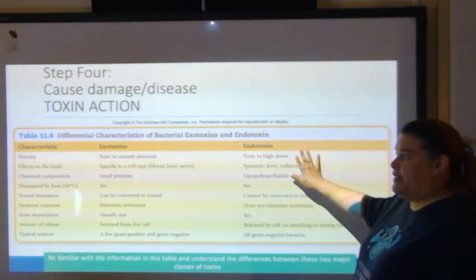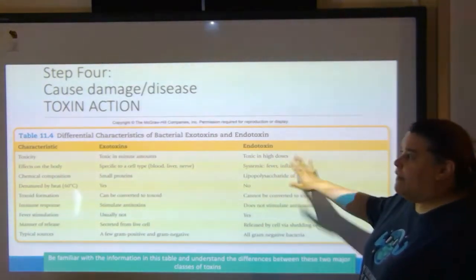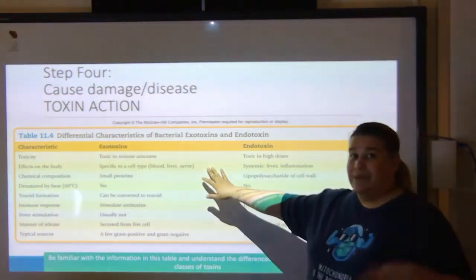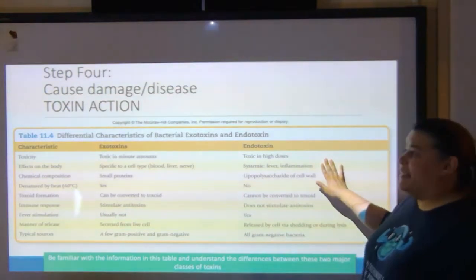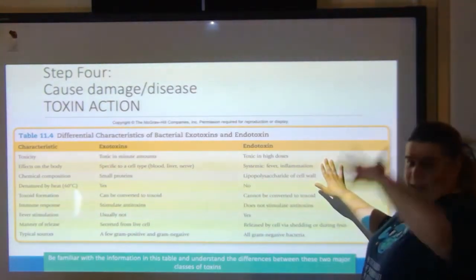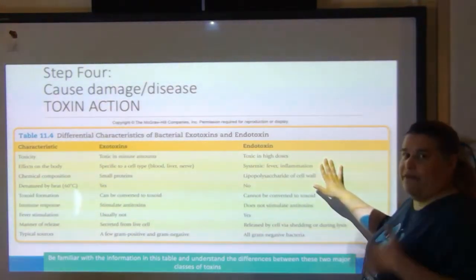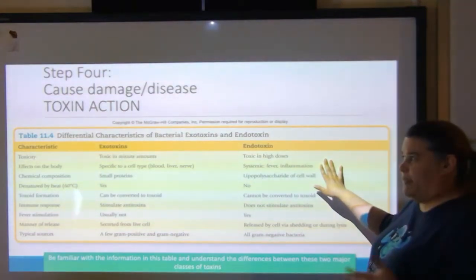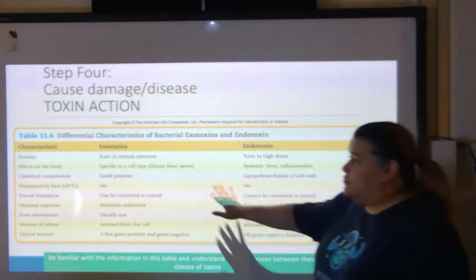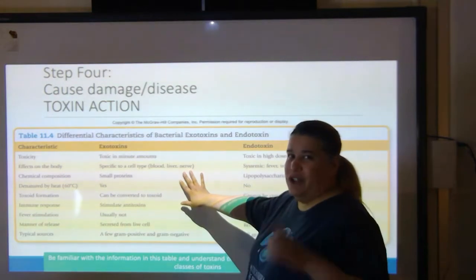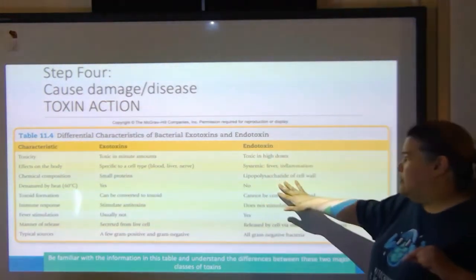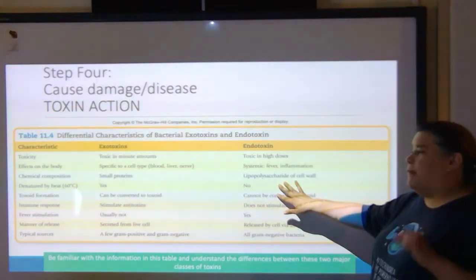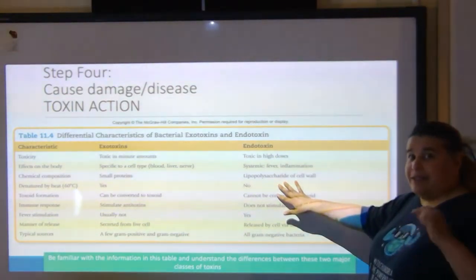Endotoxins, it kind of has to be a high dosage. What does it affect? Like I said, exotoxins have a specific target. Endotoxins, it's body-wide. You've got systemic effects like a fever or inflammation. Exotoxins, chemical composition, they're small proteins. Endotoxins, they're lipopolysaccharides that are found in the cell wall.